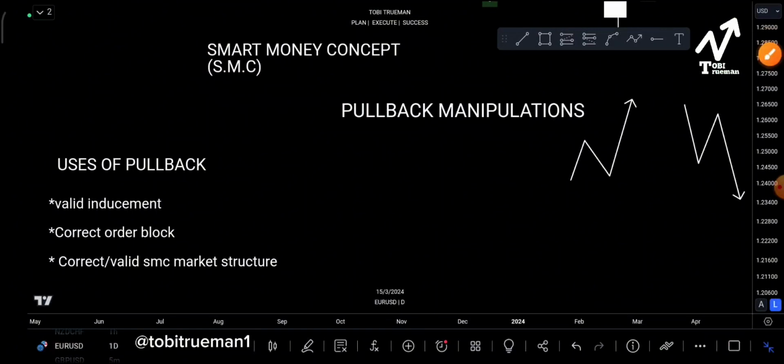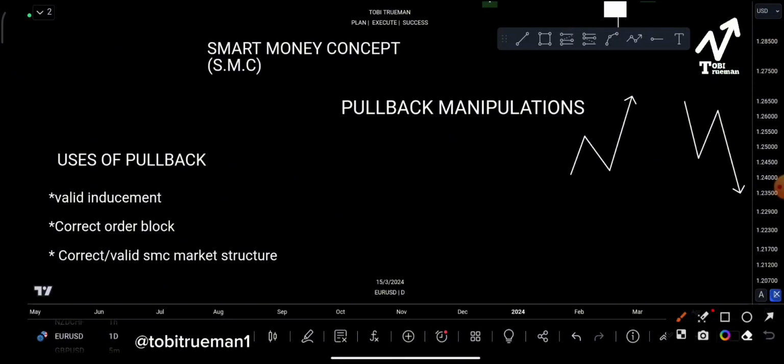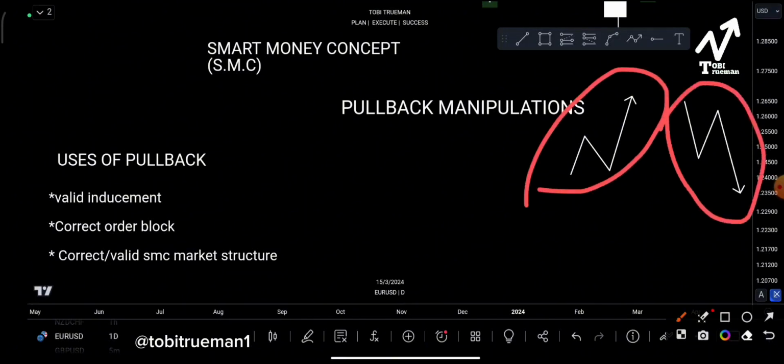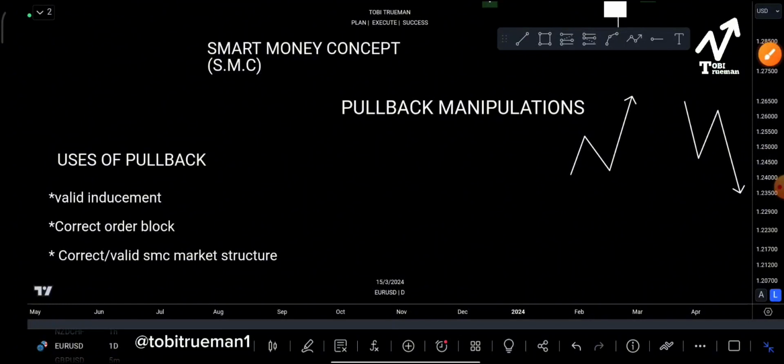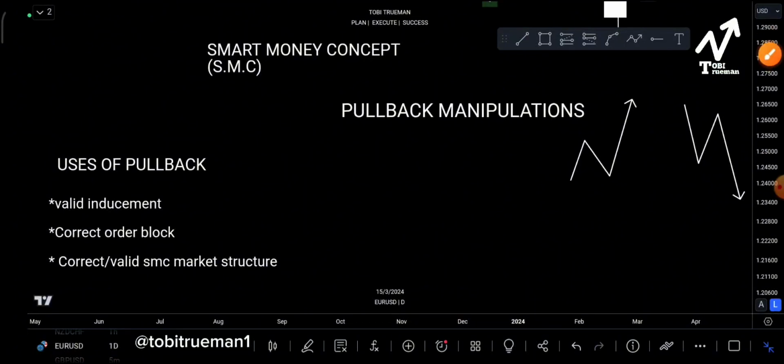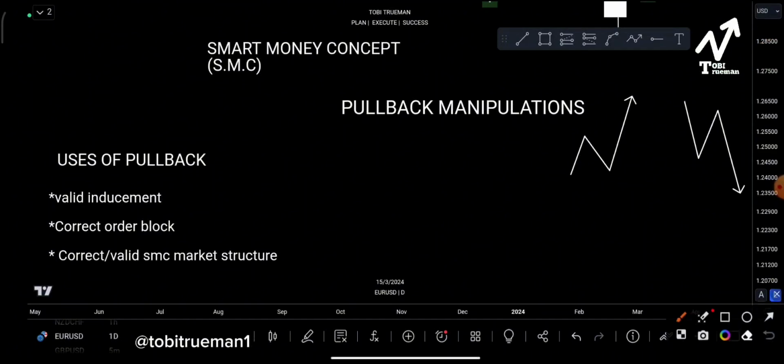What is a pullback? We already know that this is just the way the market moves, the up and down movement of the market. Pullback happens in three different phases of the market: bullish trend, bearish trend, and probably a sideways market also. You see, the market moves up, down, up, down. There are manipulations everywhere in the markets. Where manipulation can start and we can easily spot it is through what we call a pullback.